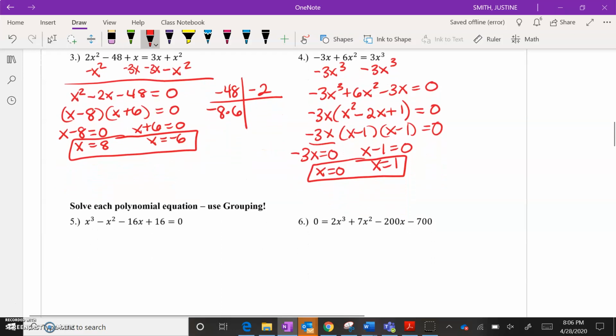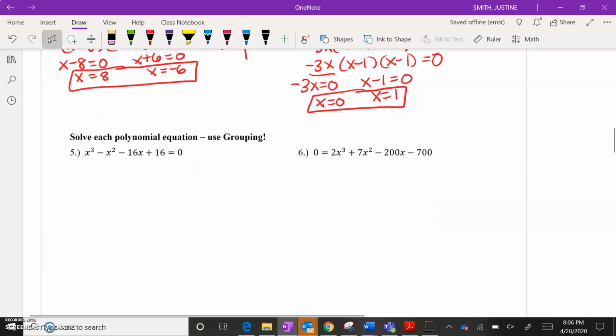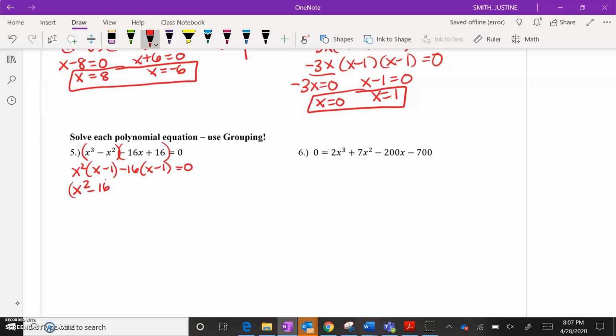All right. So now we have 4 terms, so we're going to be using grouping. Okay, so this first one is already set equal to 0. I'm going to group it and take out an x squared to get x minus 1 left over. Take out a negative 16 to get x minus 1 left over. So I have x squared minus 16, x minus 1.